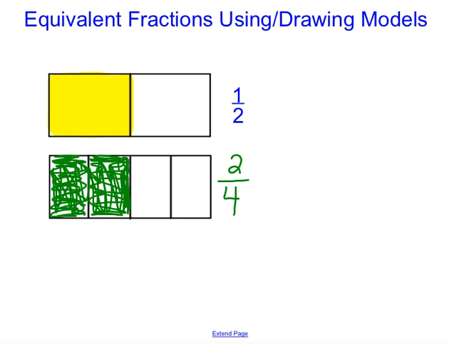So that's 2/4. Okay, and if I continued this, and maybe drew another rectangle of the same size, I would be using maybe 6ths, and then I would be shading enough on the 6ths to be equal to 1/2, which would be 3, okay? So sometimes you might be asked to use a model or draw a model. So this is using a model to help find an equivalent fraction.